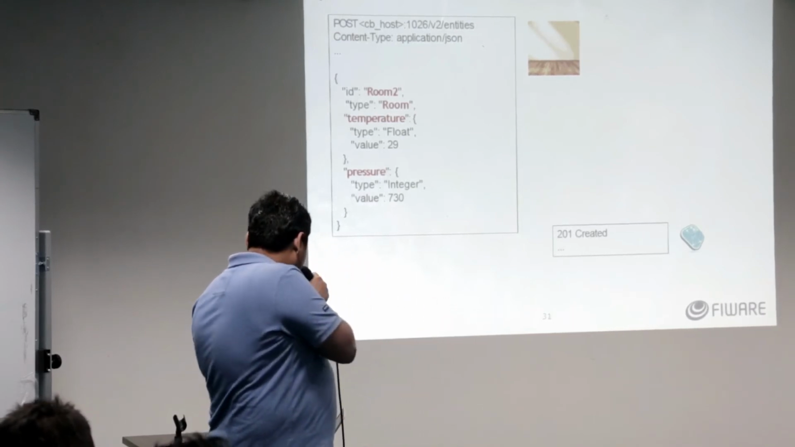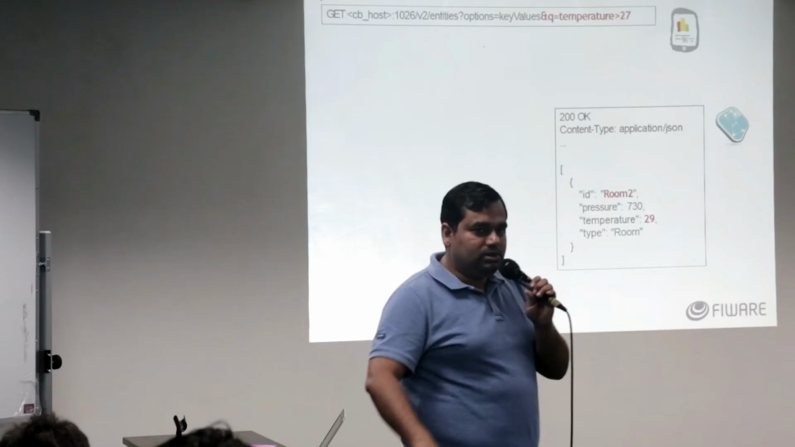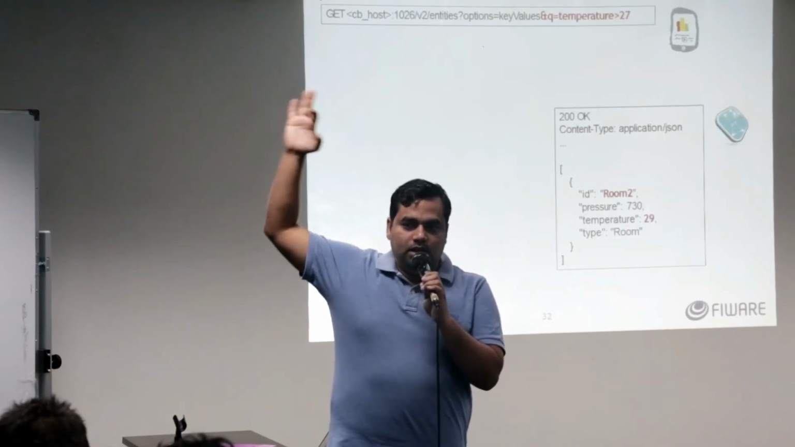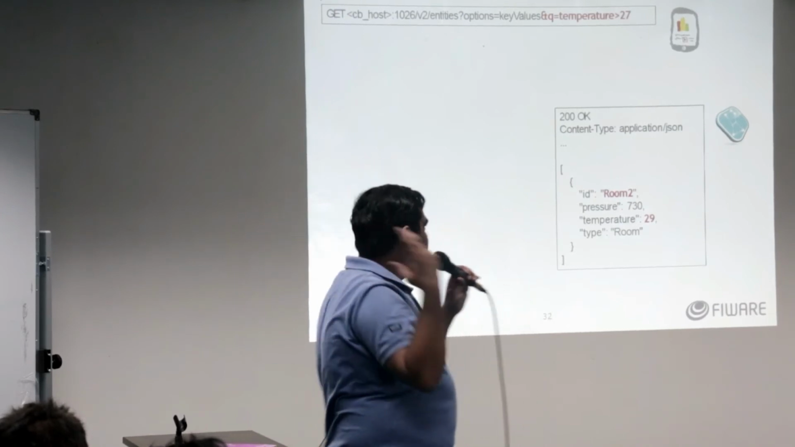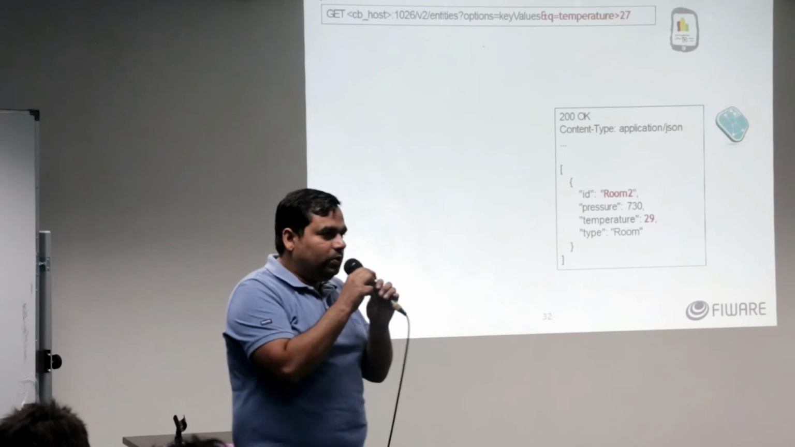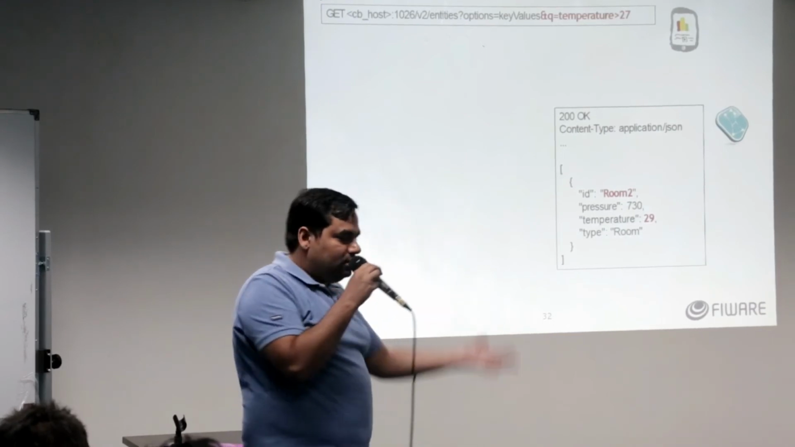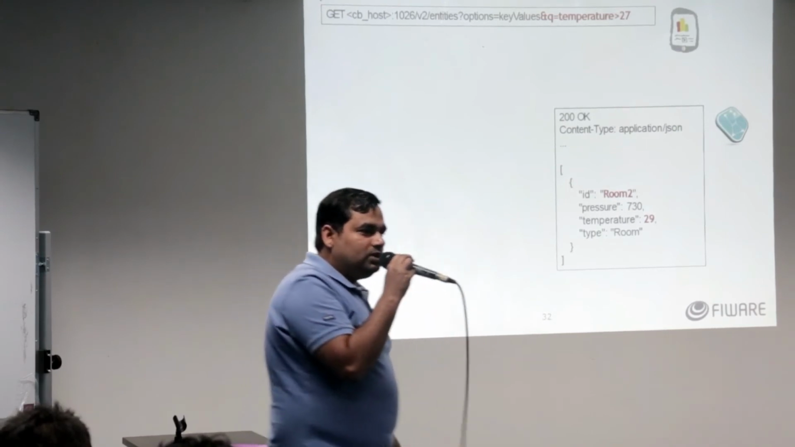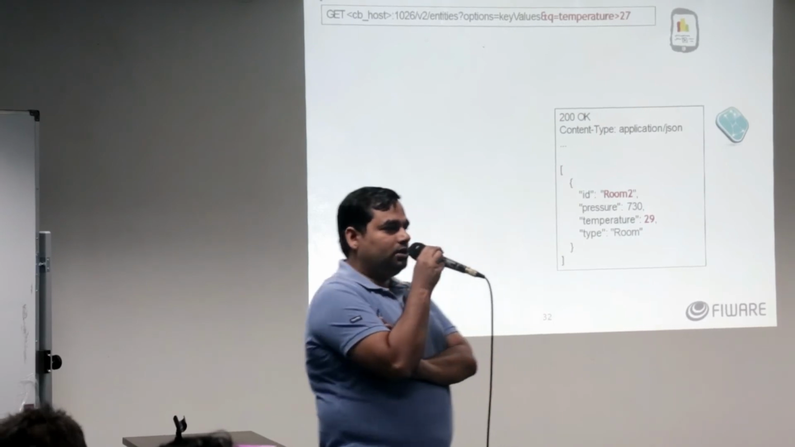Now what if I want to apply some queries? There is room 1, and there is another room 2, maybe a meeting room here. And you want to find the room which has temperature greater than 27. So you can easily query by doing a GET. GET is for getting. And then you can apply the query q equal to temperature greater than 27. So you'll find all the rooms which have temperature greater than 27.